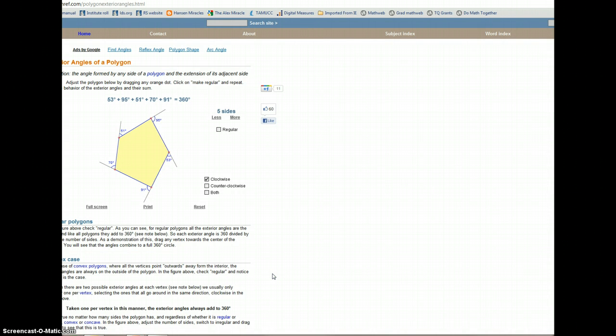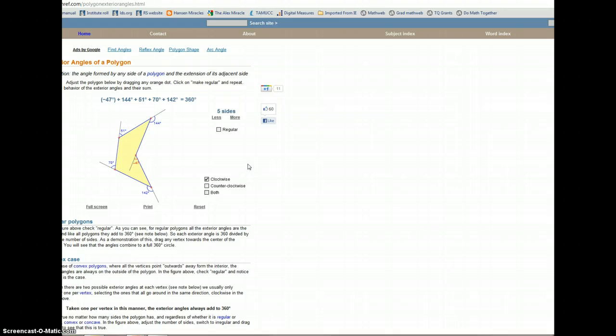Here again we have a pentagon. Notice that we've taken each side and extended it in one direction and then measured from that extension to the adjacent side to see the exterior angles. Again, we can click on a vertex and stretch and bend the shape and observe what happens to the exterior angles.